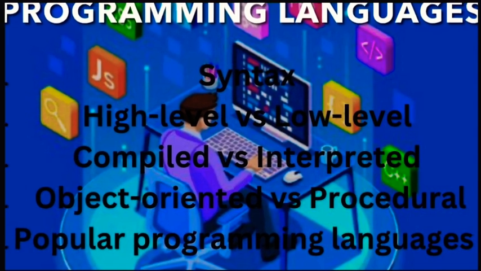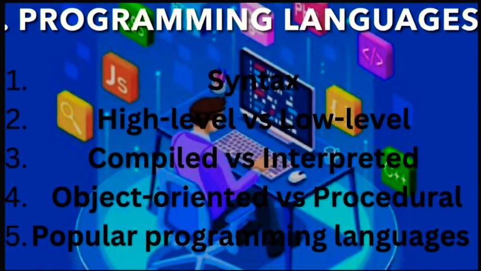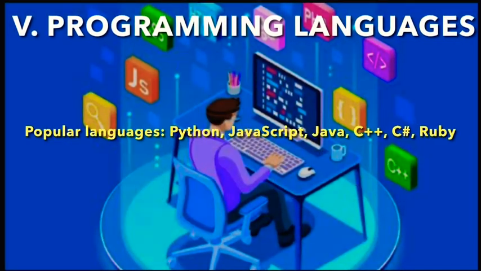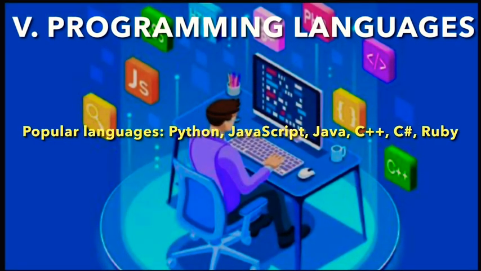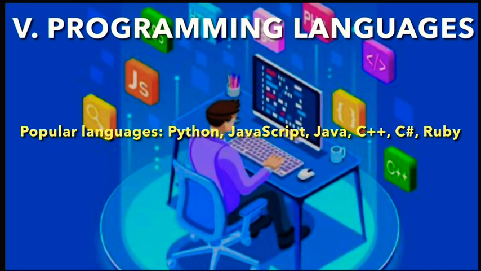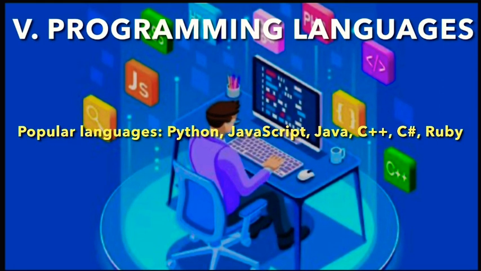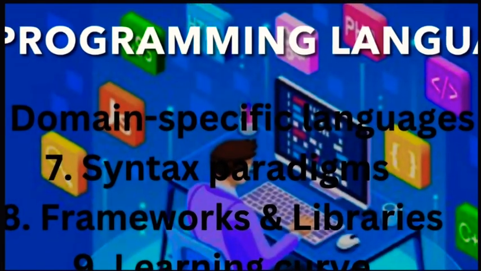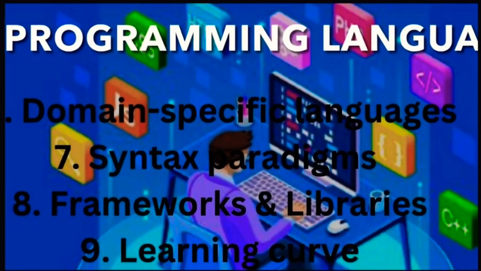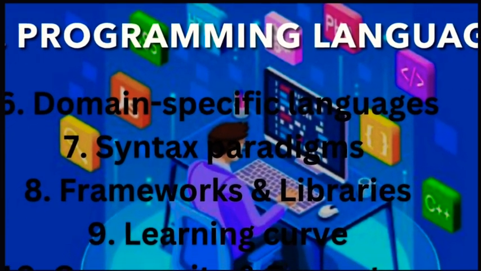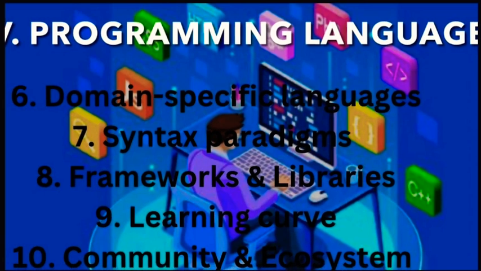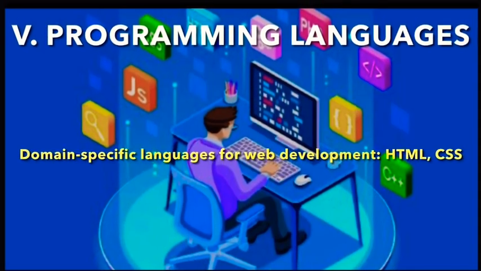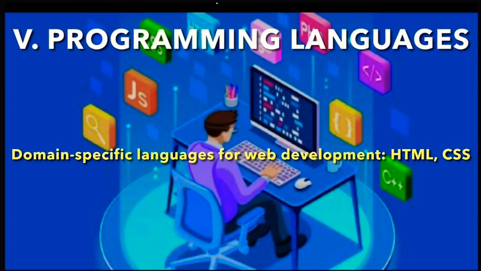Popular programming languages. There is a wide variety of programming languages, each serving specific purposes. Popular languages include Python, JavaScript, Java, C++, C#, and Ruby. For example, Python is widely used for web development and data science, while JavaScript is commonly employed for building dynamic web pages. Domain-specific languages. Some languages are designed for specific application domains, such as SQL for database queries or MATLAB for mathematical modeling. For example, HTML and CSS are domain-specific languages for web development.